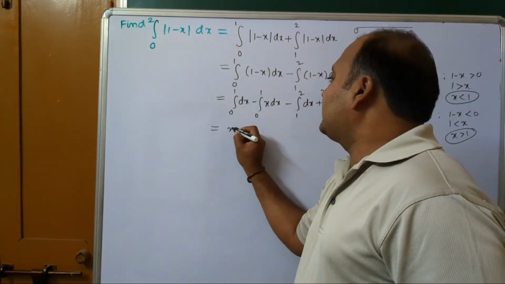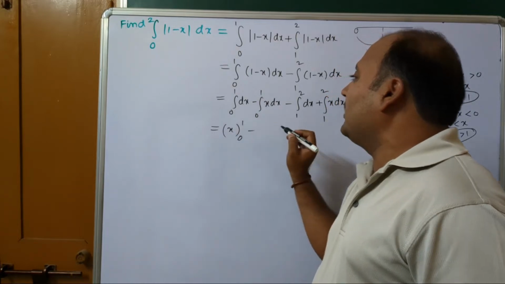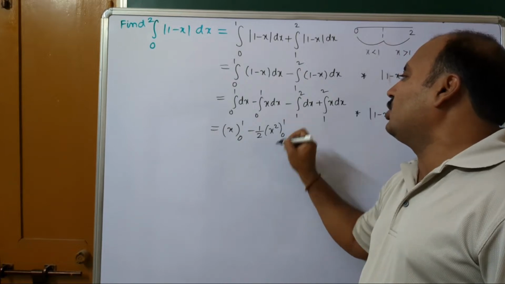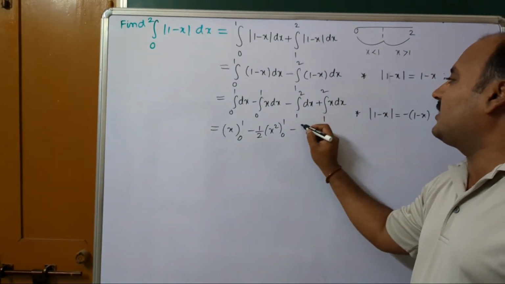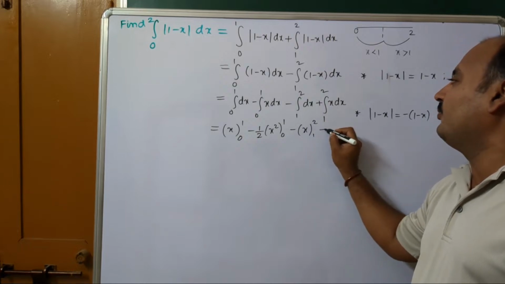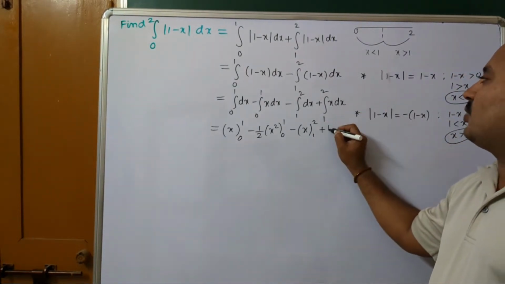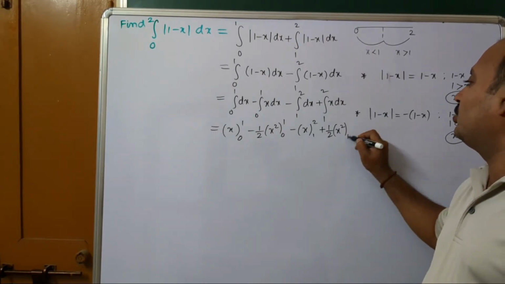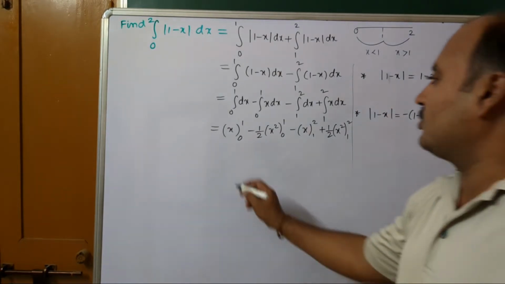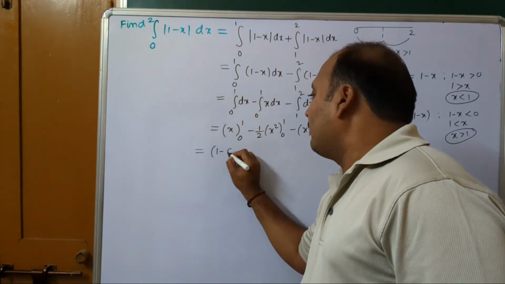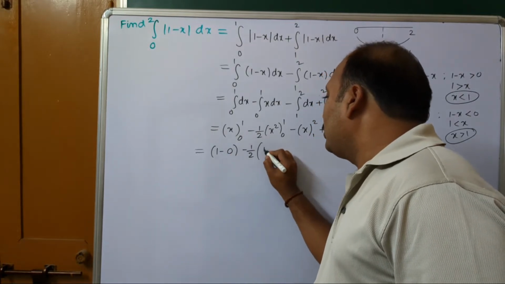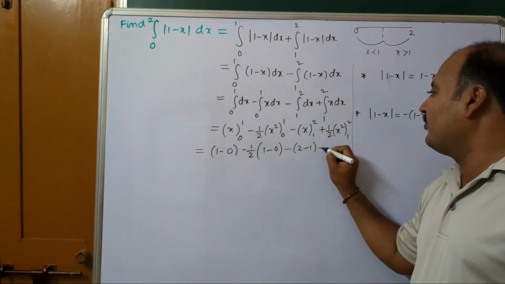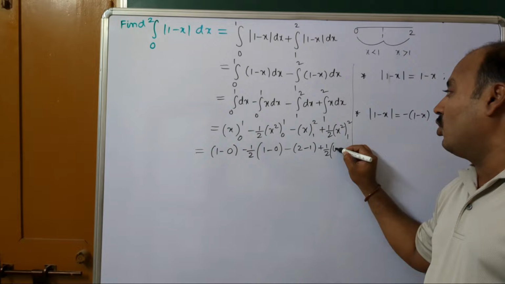So integral dx is x applying the limit 0 to 1, minus integral x dx, 1 by 2 into x squared applying the limit 0 to 1, minus integral dx is x applying the limits 1 to 2. Integral x dx 1 to 2 is 1 by 2 x squared applying the limits 1 to 2. So now upper limit minus lower limit: 1 minus 0, minus 1 by 2 into 1 square minus 0, minus 2 minus 1, plus 1 by 2 into 2 square 4 minus 1.